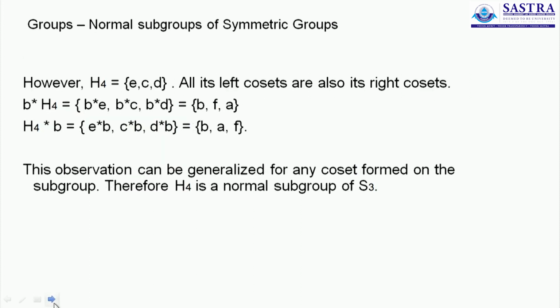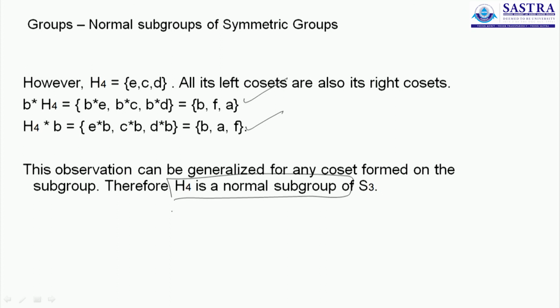Don't lose heart. The last example that we see is the subgroup H4 containing E, C and D, and it happens so that this actually forms a subgroup. Let's pick B star H4. Operating B on H4 from the left we have B F A, and operating B on H4 from the right we have B A F. Both the left and right cosets this time are 100% match. They are completely identical. Therefore this subgroup is a normal subgroup, and it's not only for B.